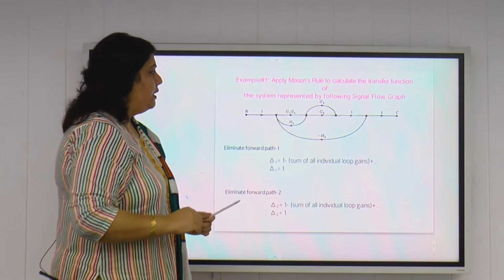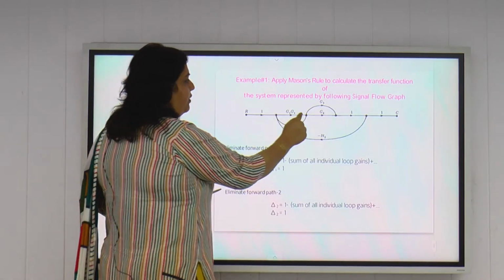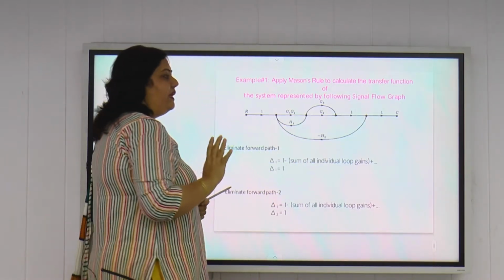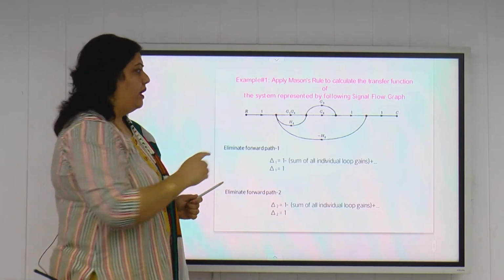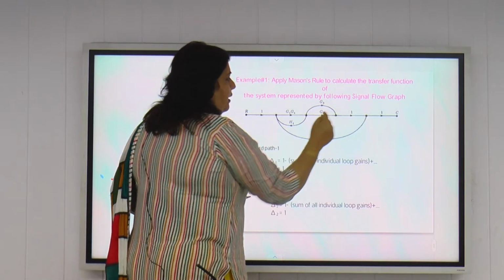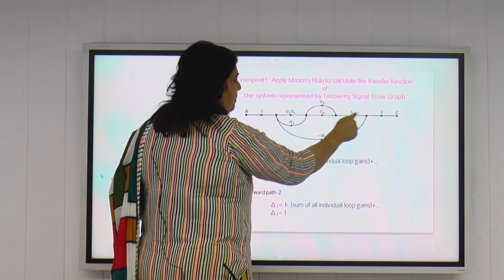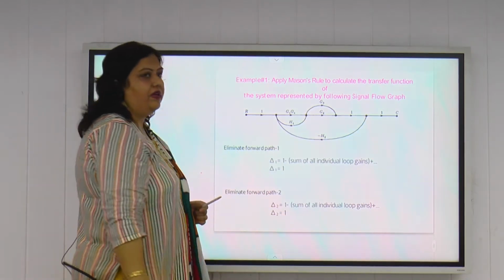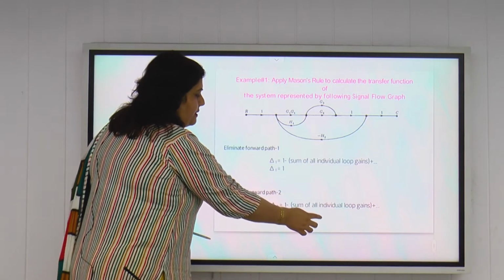Now delta 2 is related to path P2. And what was path P2? Path P2 was this path. So we will identify the loops that are non-touching to this path P2. Now for this path P2, there is no loop that does not touch it. So 1 minus 0 will be equal to 1 again. So delta 1 and delta 2 both are equal to 1 in this particular example.